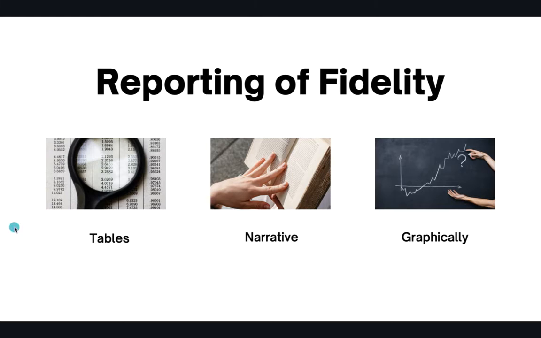So tabular information is an easy way to digest more granular versions of fidelity data. You can also report it in the narrative, especially if your fidelity was high overall, right? So if you have 99% fidelity, you don't really have to give me a table about it, because probably almost everything was perfect.